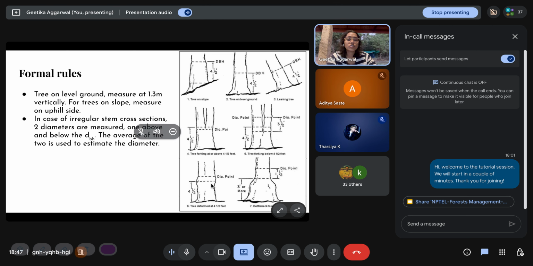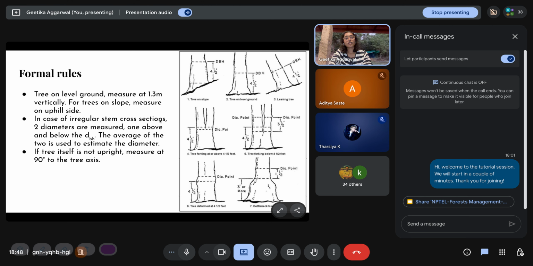Next, if the tree is not upright, then you measure it at 90 degrees to the tree axis. For example, here the tree itself is leaning, it's not on sloping ground, it's leaning itself. So here you should take the DBH at 90 degrees to the tree axis. If this is the tree axis, you take it at 90 degrees to it.